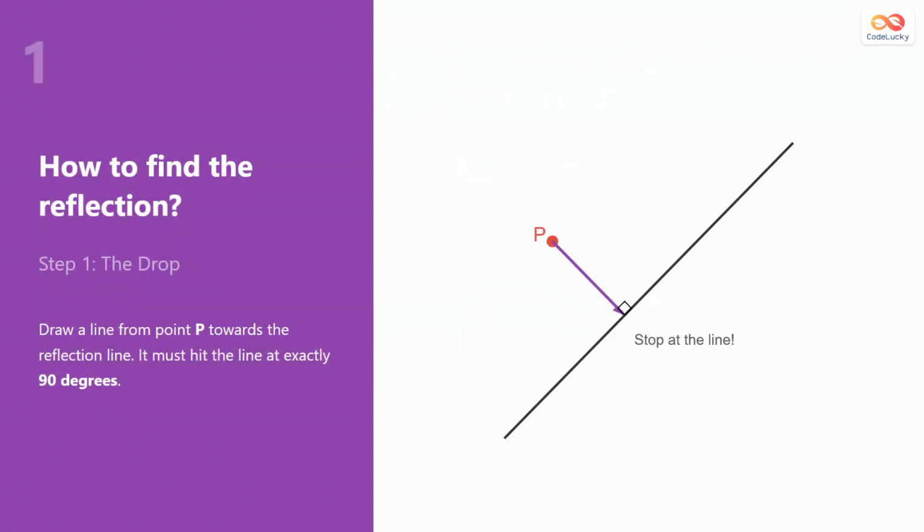Now, how do we construct this? Let's break it down. Step 1 is the drop. Start at your point P and draw a line straight towards the reflection line. Crucially, you must hit the line at a 90-degree angle.